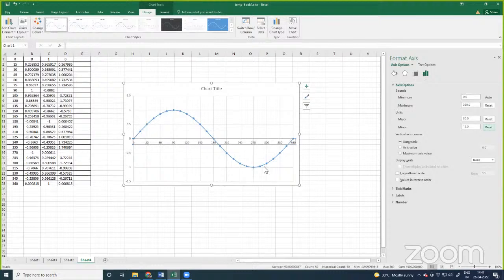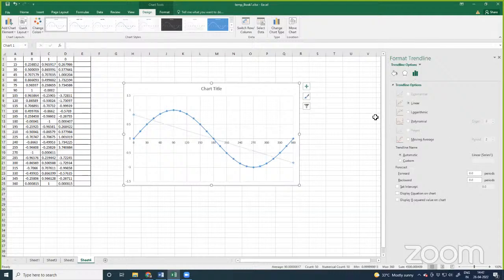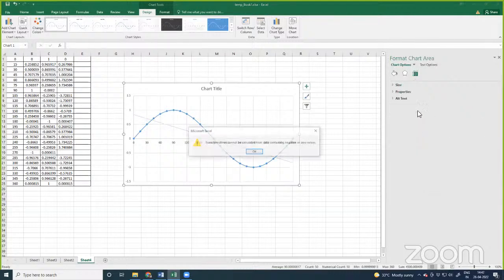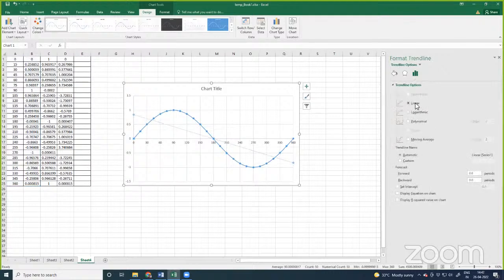How it has to go? Can you go with the trend line? Yes, there is no doubt. Here, if you click on that, add a trend line. It is only going with the linear. If it is linear, you may not do it. You will get only one straight line. One straight line. Here, linear. This is the line that I want to show you here.